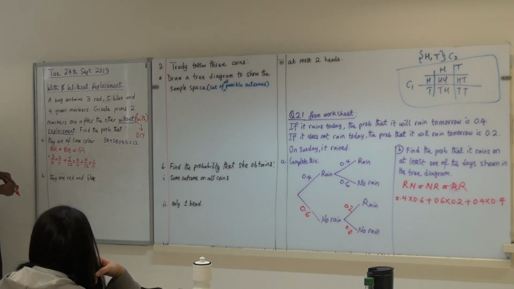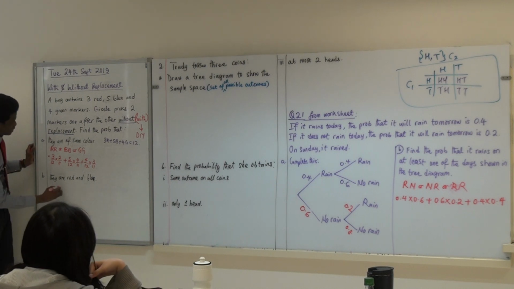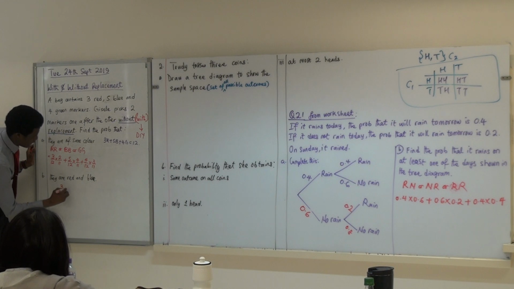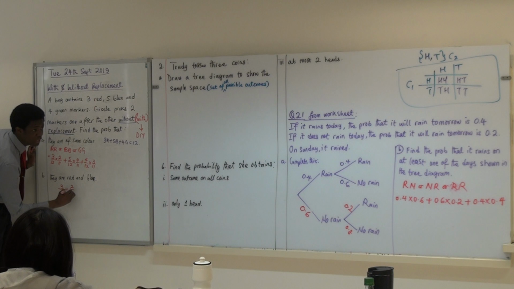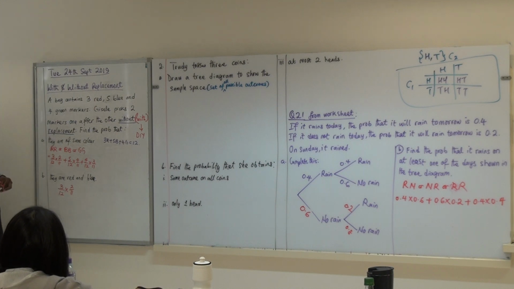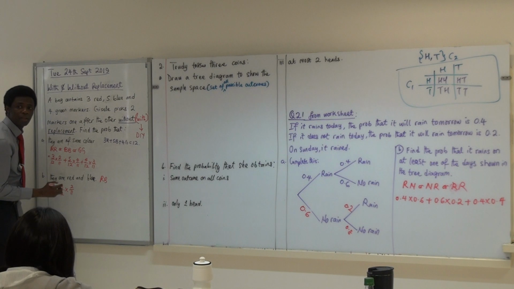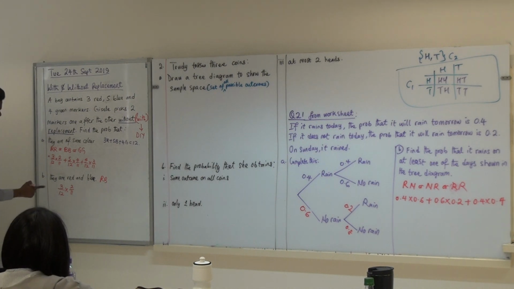What if they are red and blue? The first one being red, what is the chance? 3 over 12. And the second being blue, 4 over 11. Actually, I should have said a red and a blue. But it's the same. Is this all you do? No. Does red and blue mean just RB? I think it should be 4 over 11. Is this 4? Yeah. Oh, okay.